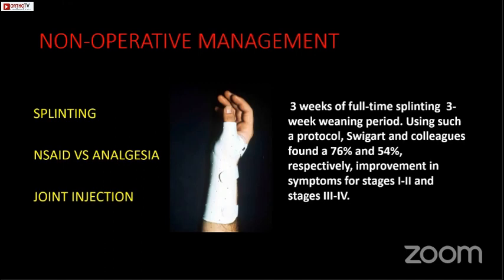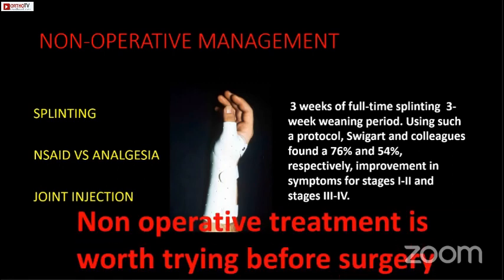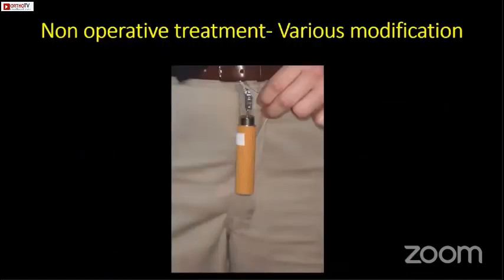Swigart, in his study, found that 3 weeks of full-time splintage plus 3 weeks of a weaning period of splintage usually gives 76 and 75% reduction in the symptoms, so that the patient defers the surgery in stage 3 and stage 4 of the CMC joint. So non-operative treatment is worth trying before offering any surgery, irrespective of your radiological classification of the disease.